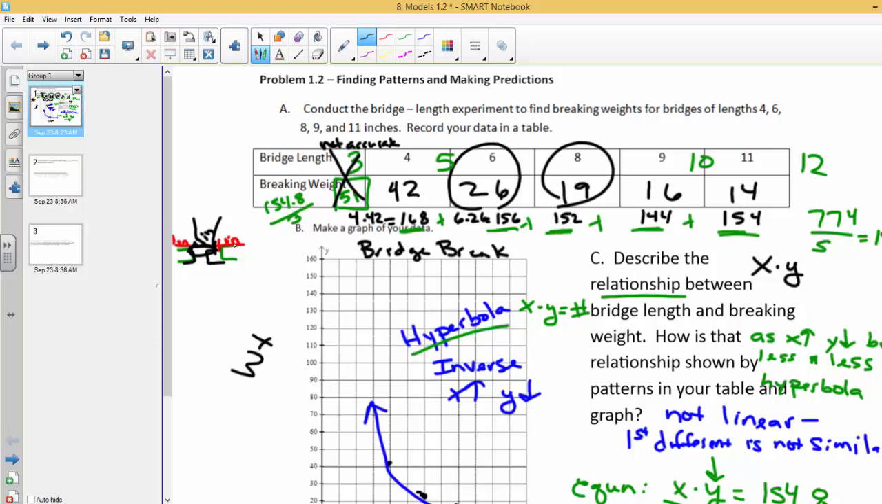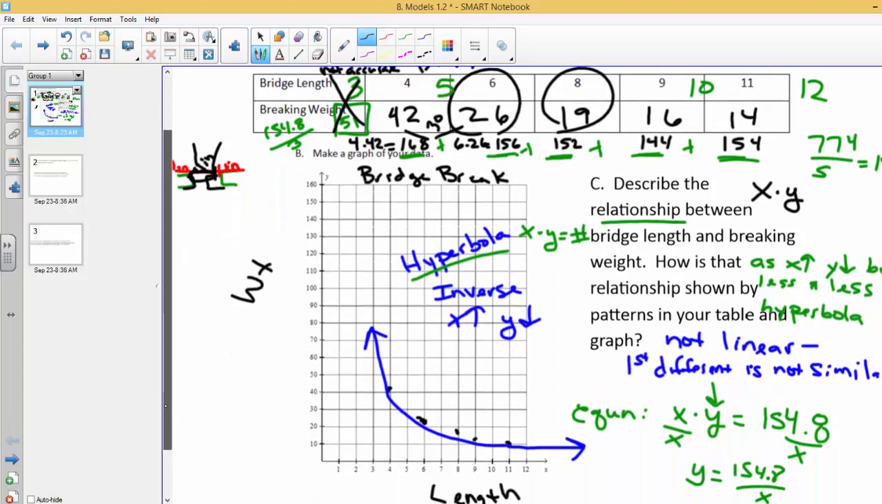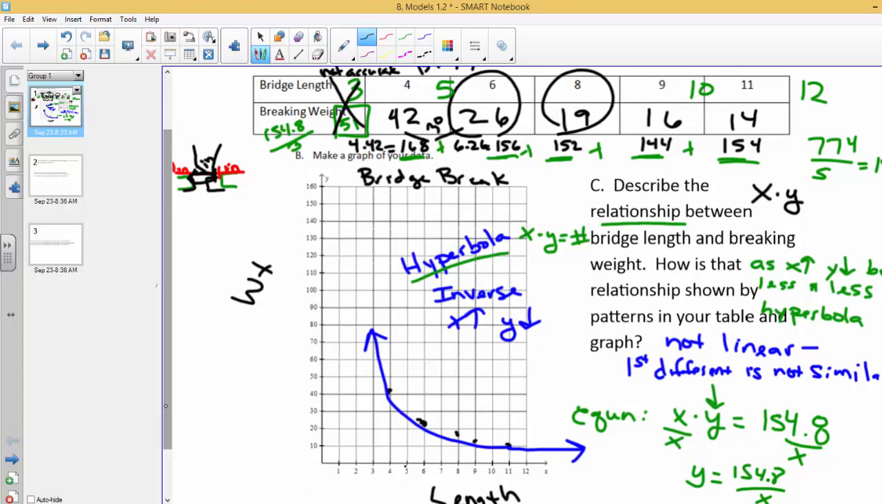All right, but we can predict for 5, 10, and 12. So to predict for 5, we're going to do 154.8 divided by 5. Or, you don't have to be this exact. So this is about 30-ish. You can look and see what's between 26 and 42. And you can also go down here to number 5, trace it up, and trace it over. So this is like 27. So anywhere in there is fine.